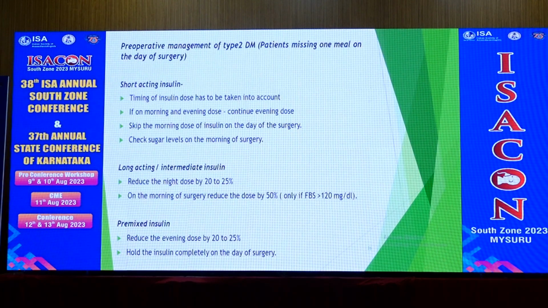Among the short-acting insulins, the timing of the insulin has to be known, and if the patient is on both morning and evening doses, the evening dose may be continued and the morning dose has to be skipped on the day of surgery, and one should check the sugar on the day of surgery. For long-acting or intermediate-acting insulin, the dose can be reduced by 20 to 25% on the previous day, and on the morning of surgery one has to reduce the dose to 50%. For pre-mixed insulin, reduce the dose by 20 to 25% in the evening and hold the insulin completely on the day of surgery.